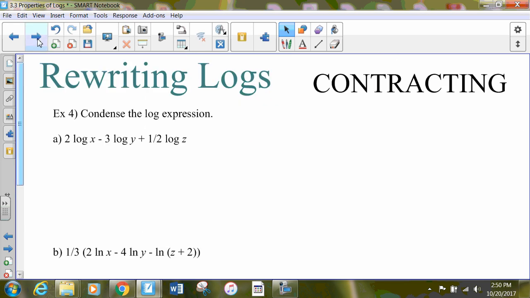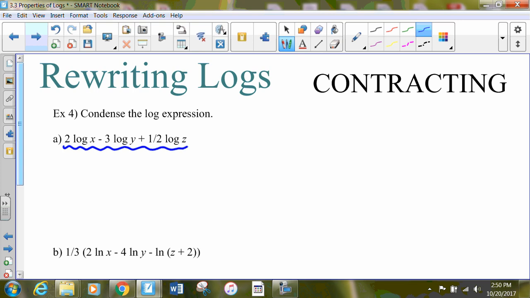So if we can contract something, if we can expand something, then we can also contract it, right? Contraction's the opposite of expansion, but a lot of books call it condensing, so we can call it either way. So here we've got a nice long log expression that is just ready to take the derivative of if we were in calculus. But now let's say we want to go ahead and condense it because we want it to look smaller.